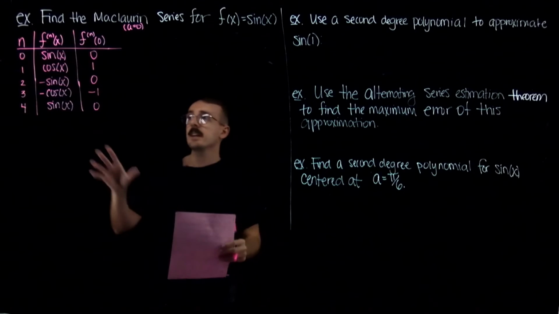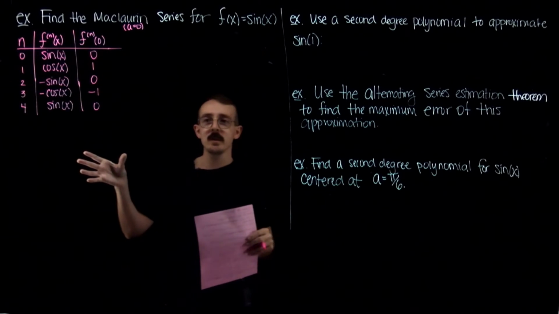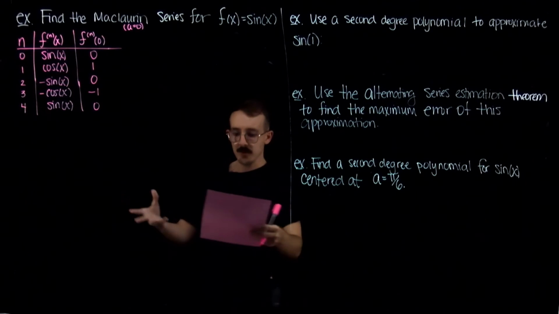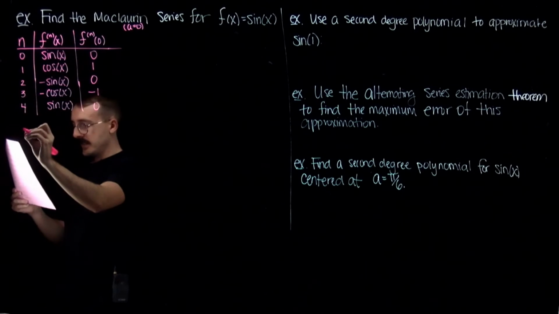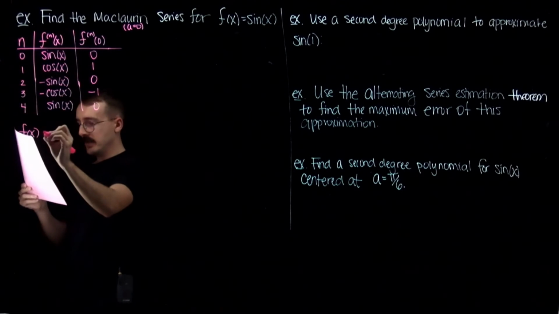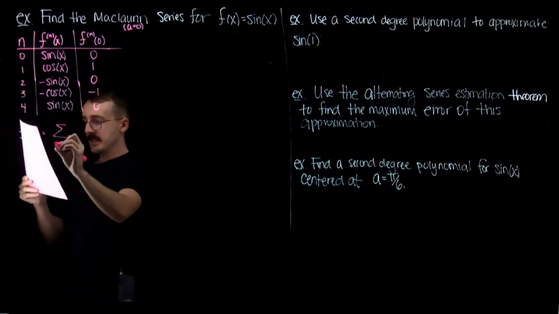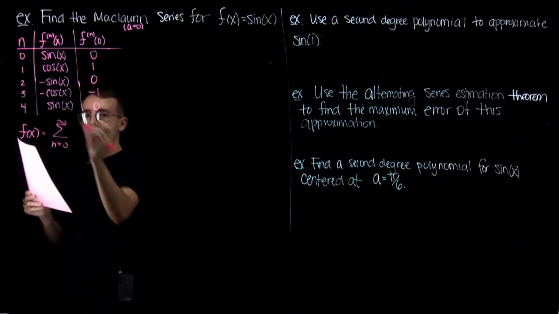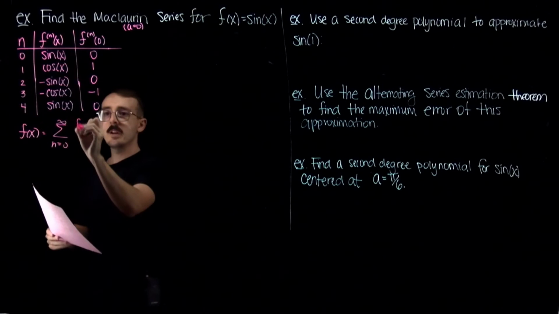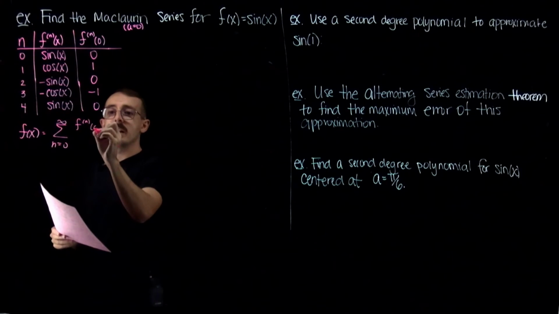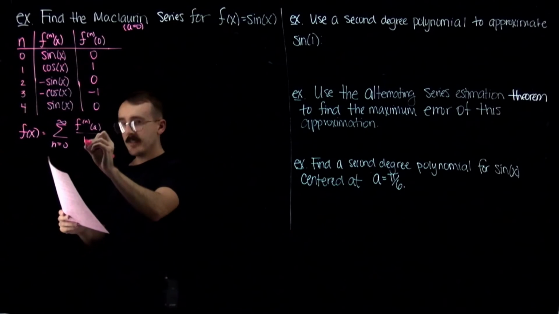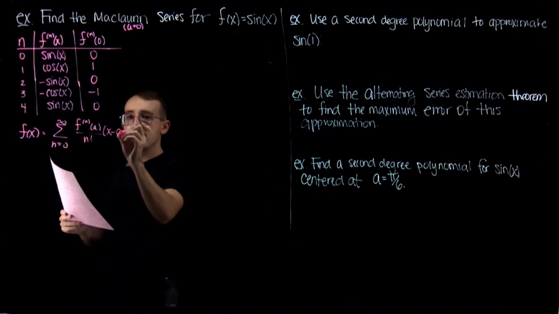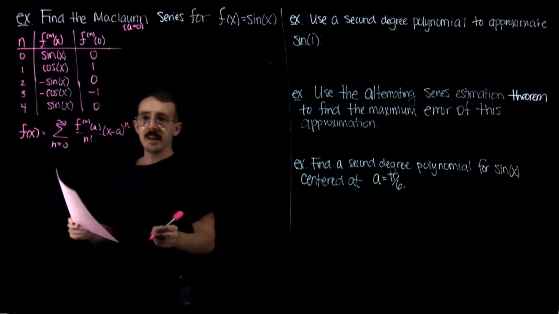The goal here is to establish a pattern for what's going on so we can describe this in general. So the formula that we're looking at here is f of x is supposed to be a series from n equals 0 to infinity of the nth derivative of f at a divided by n factorial times x minus a to the n.